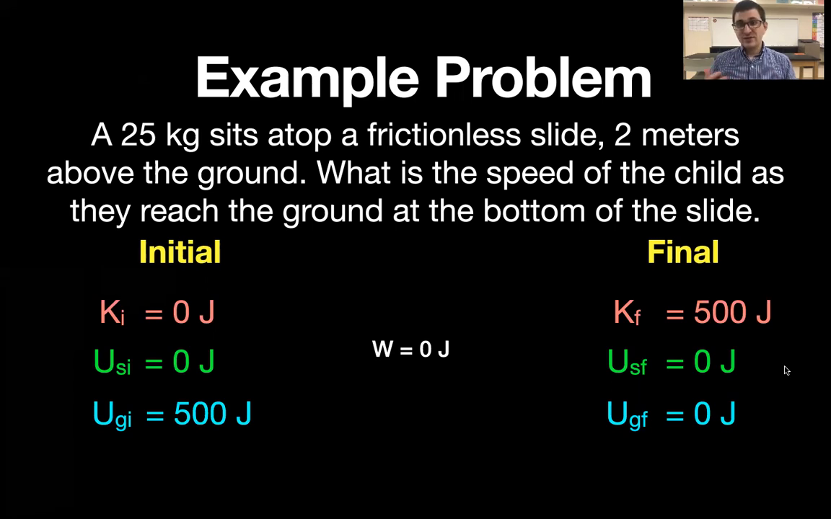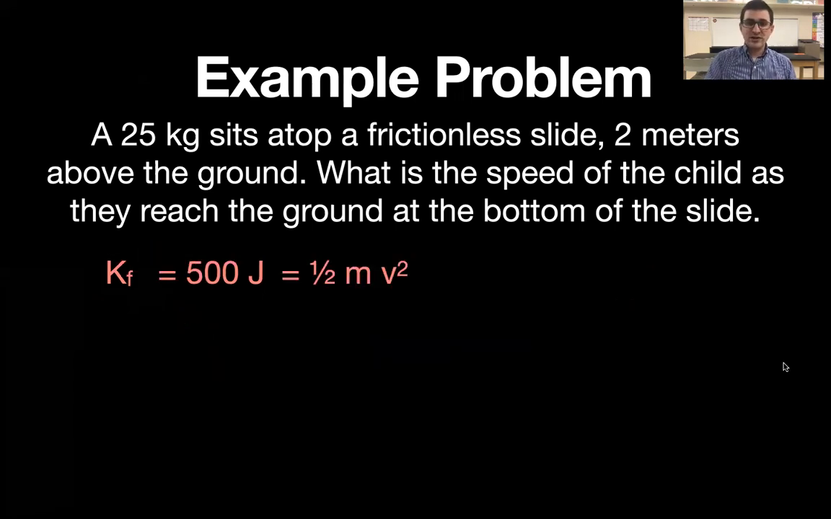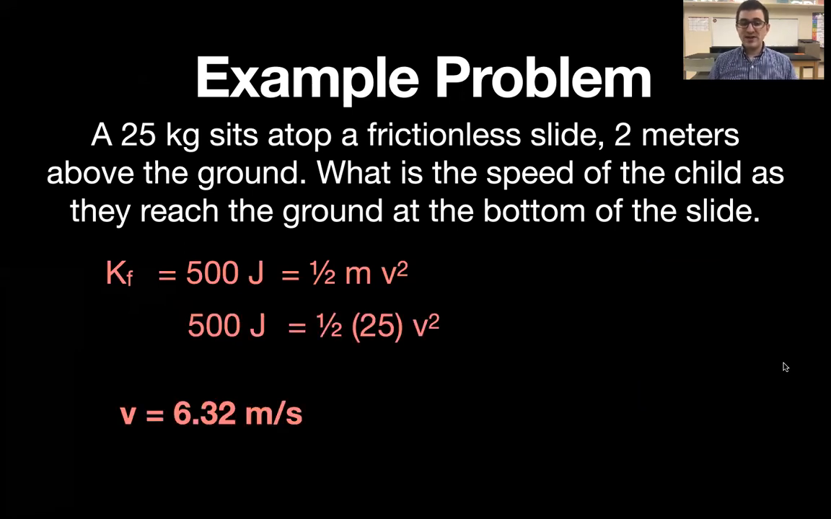And once we have the final kinetic energy is 500 joules, using the kinetic energy equation of 1/2 mv squared, it's going to be pretty easy for us to solve for the final speed of the child at the end of the slide. This is obviously not exactly 100% correct because frictionless slides don't exist. There's probably going to be some work done by the friction on the slide, which means some of the energy is going to leave our system as dissipated energy.